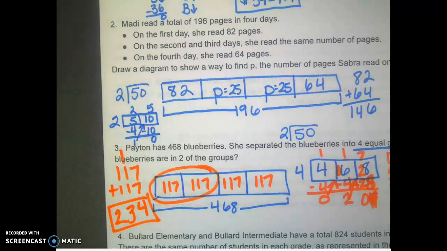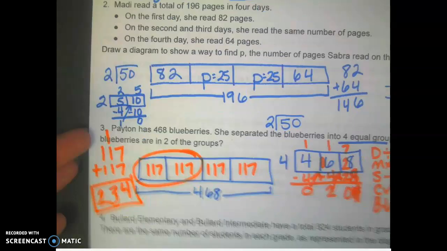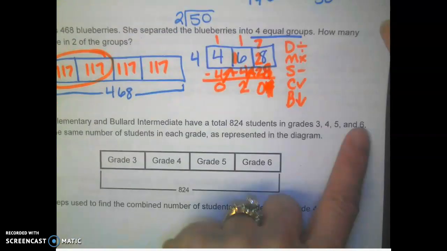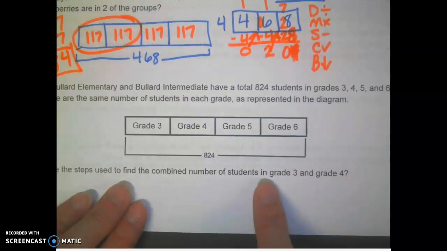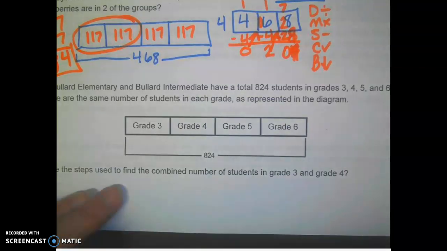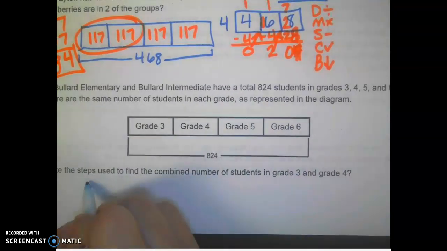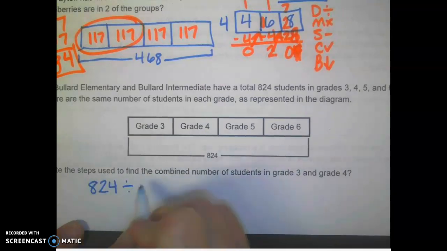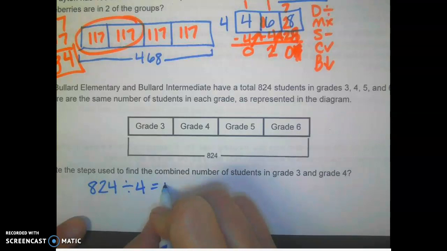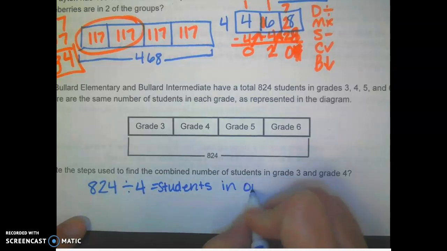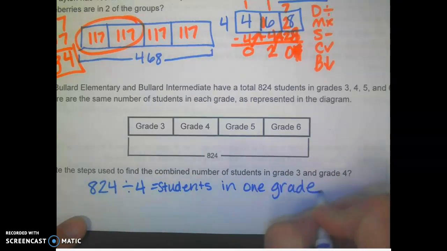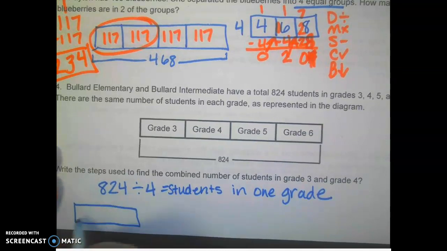All right, Bullard Elementary and Bullard Intermediate have a total of 824 kids in grades 3, 4, 5, and 6, so that's 4 grades. And they have the same number in each grade, and they want you to write the steps used to find the combined numbers in just grades 3 and 4. So first you would need to divide 824 divided by 4, and that would be equal to students in 1 grade. And when you divide that out, I'm going to have to write small because I don't have much room.